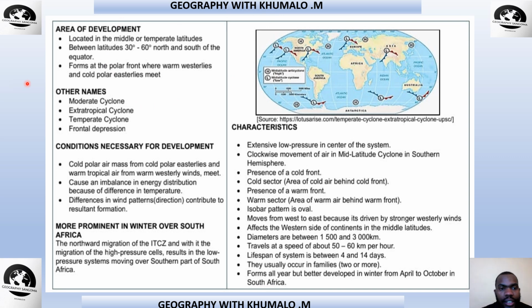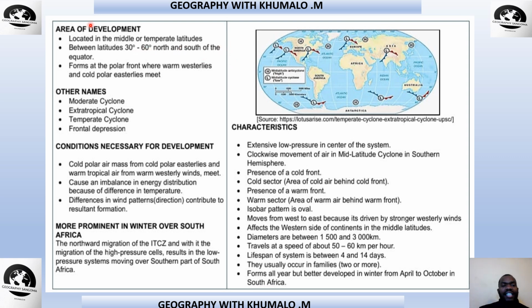Now let's look at the information about the mid-latitude cyclone. The first thing that I want us to know, grade 12, is the area of development. We have to understand where the mid-latitude cyclone develops. They are located in the middle latitude or temperate latitude, that is between 30 degrees and 60 degrees north and south of the equator.